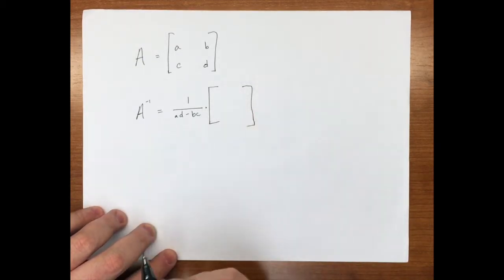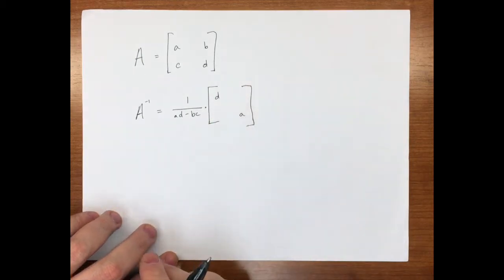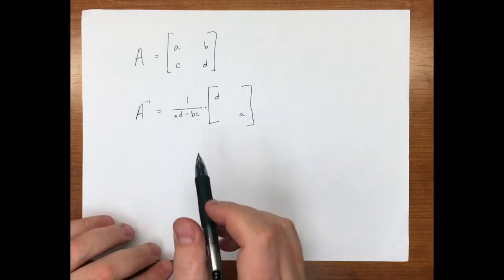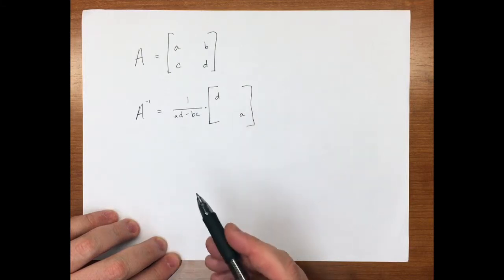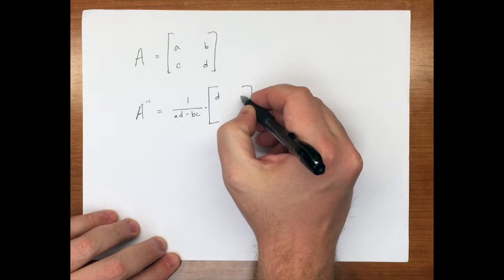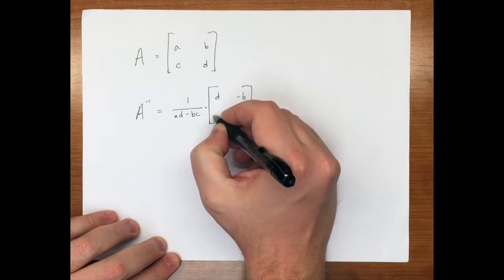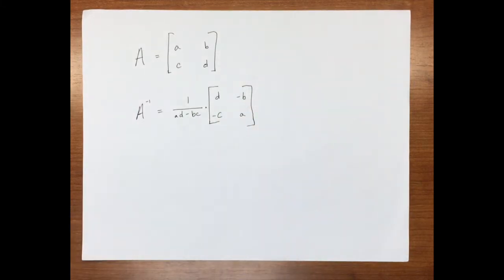So the matrix that shows up here is d and a. We're just going to swap their positions. So instead of a being up in the top left, we're going to have d up in the top left. Instead of d being in the bottom right, we're going to have a in the bottom right. And then b and c are going to stay in their same spots, but instead of being positive, they're both going to get negative signs. So negative b up in the top right, negative c down in the bottom left. So this is our formula for the inverse of a 2 by 2 matrix.